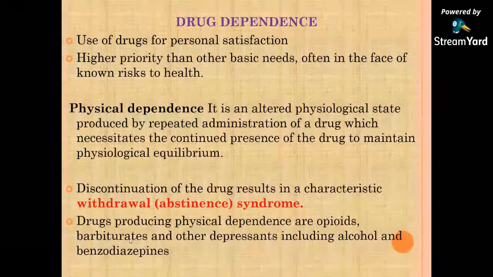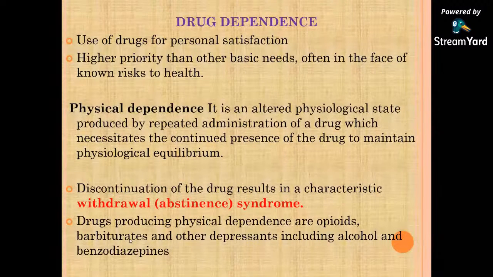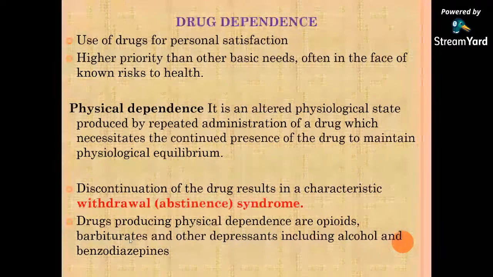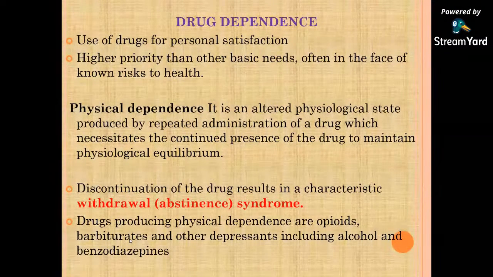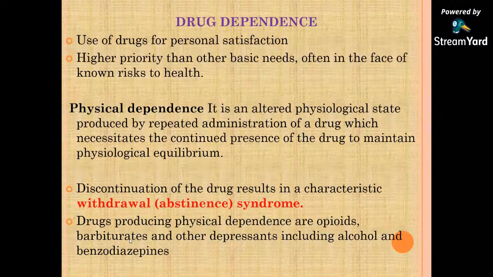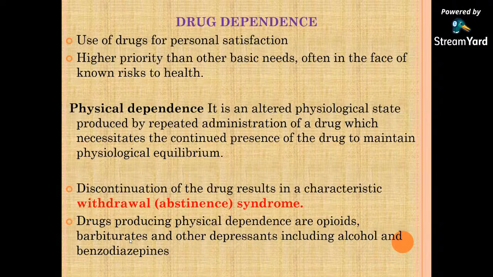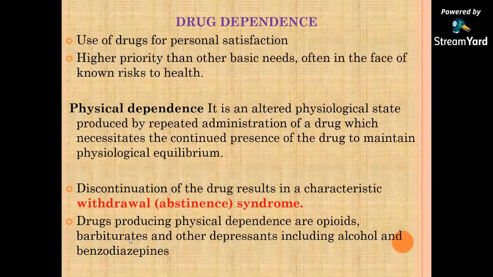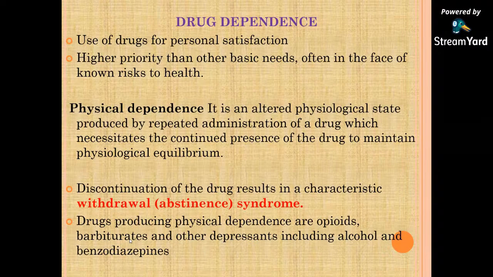Okay, if we discontinue the drug, some characteristic withdrawal will occur, and that syndrome is called the withdrawal syndrome. For example, if the patient is continuously taking a particular drug to maintain the physiological equilibrium, and suddenly stops taking the drug, it will result in some syndrome that is called the withdrawal syndrome. So drugs producing physical dependence are opioids, barbiturates, other depressants including alcohol, and benzodiazepines. These are some examples of drugs which patients continuously take.